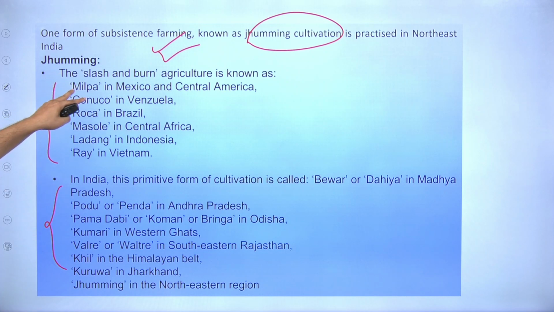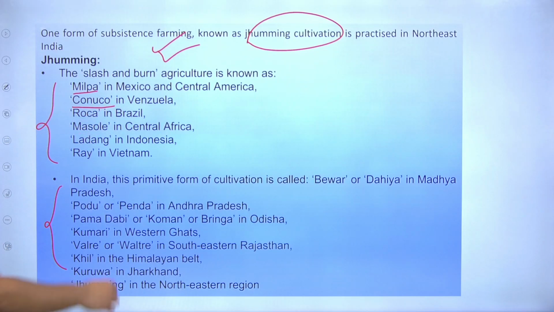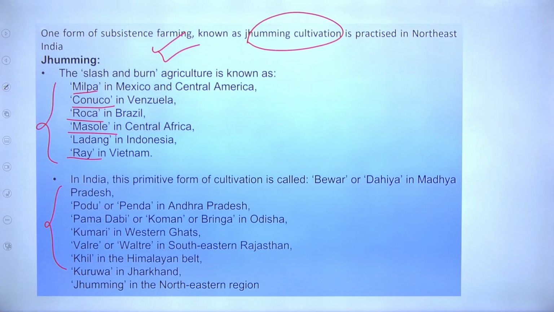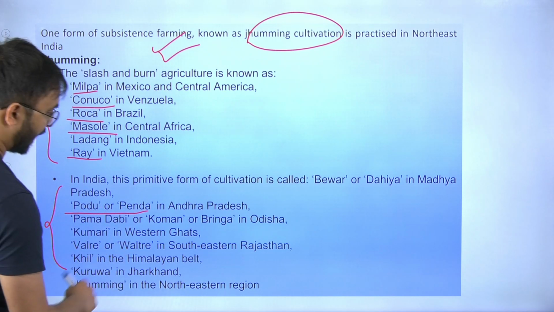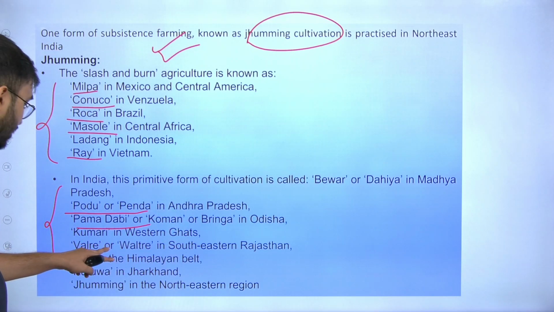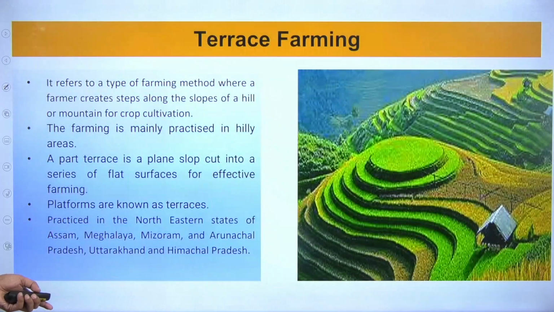Now let us see different names in the world as well as in India. Jhuming, in Central America and Mexico, is called milpa, in Venezuela it is called conuca, in Brazil it is called roca, masol in Central Africa, ladang in Indonesia, re in Vietnam. In India, it is called bewar or dahiya in Madhya Pradesh, podu or penda in Andhra Pradesh, pamadabi and common bringa in Odisha, kumari in Western Ghats, valre valtre in Southeastern Rajasthan, khil in Himalayan belt, kurua in Jharkhand, and jhuming in Northeast Eastern region.